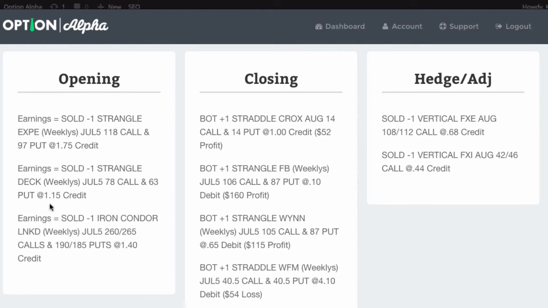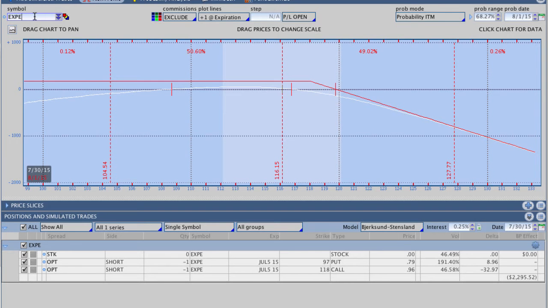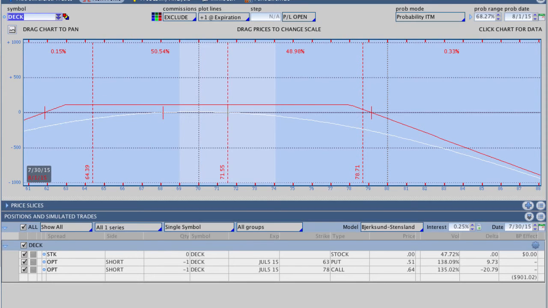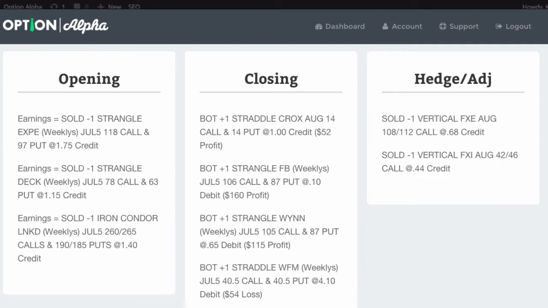In DEC, we decided to do the same thing. We did a nice wide strangle in DEC. We did the 78 calls and the 63 puts for a nice credit of 115. Same thing in DEC. If we look after hours, the stock is trading a couple dollars, I think, below where it actually closed. But you can see that our break-even points are much, much wider than where the stock is right now. I don't think this one will be a problem at all tomorrow.